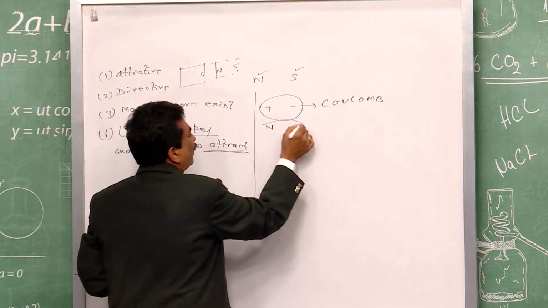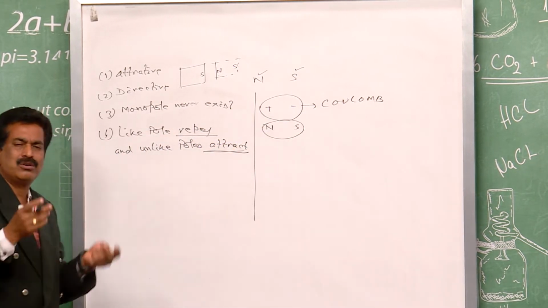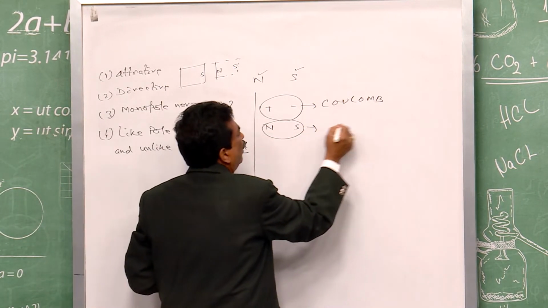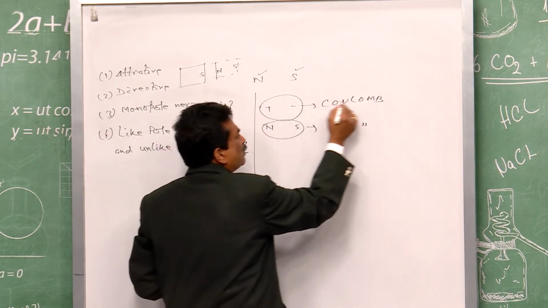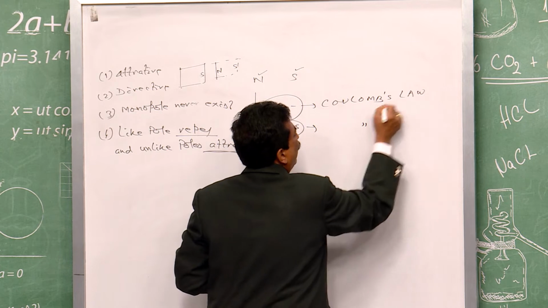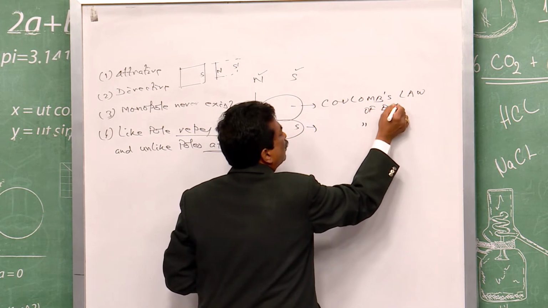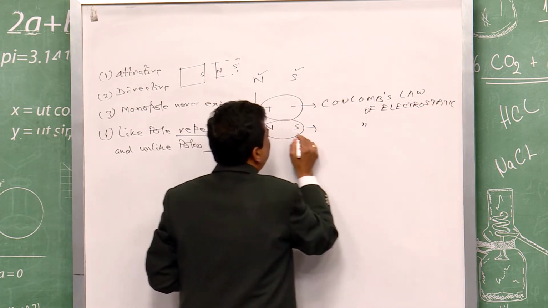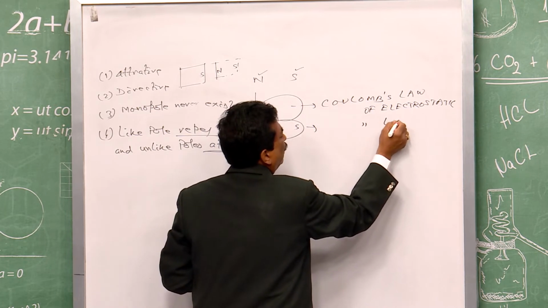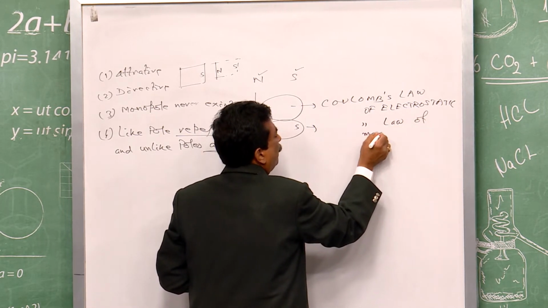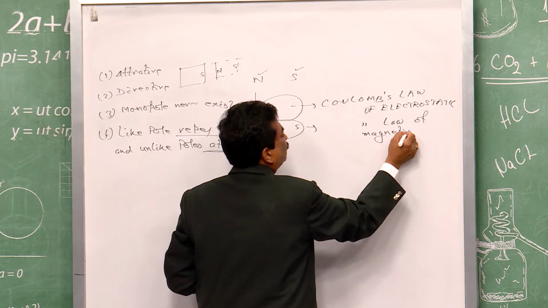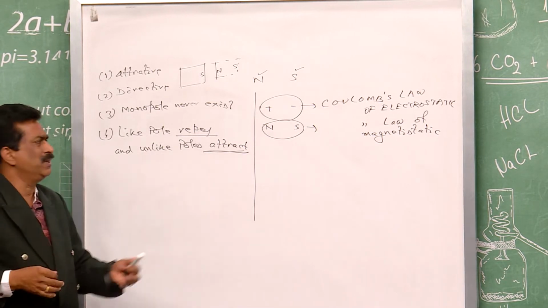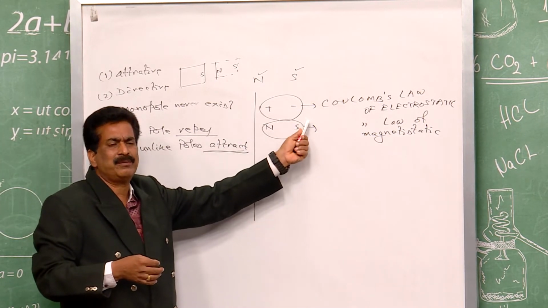And here between the north and the south, there is also a force of attraction among the poles, and that is the Coulomb's force, and that is the Coulomb's law of magnetostatics. So it is the resemblance between electrostatics and magnetostatics.